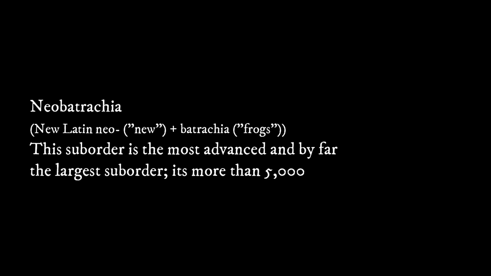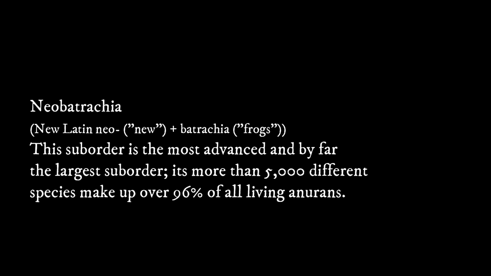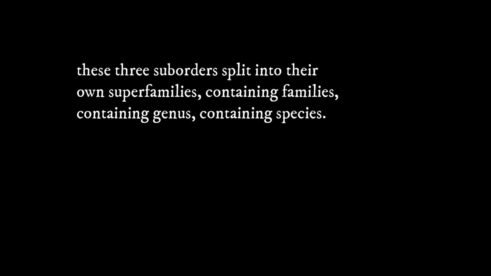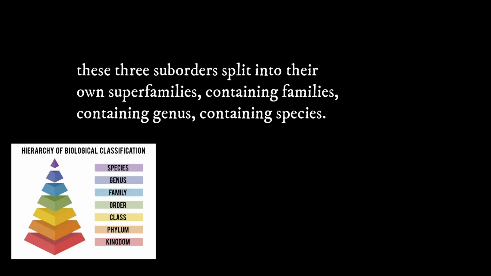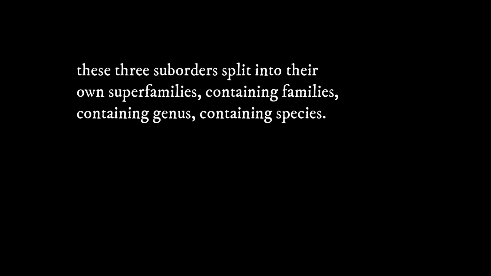The Neobatrachia suborder is the most advanced and by far the largest suborder. Its more than 5,000 different species make up over 96% of all living Anurans. These three suborders split into their own superfamilies, containing genera, containing species. With over 5,000 different known frog species, there is a lot of variety to be found.